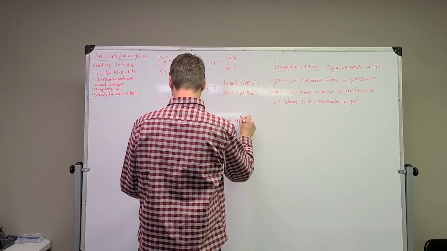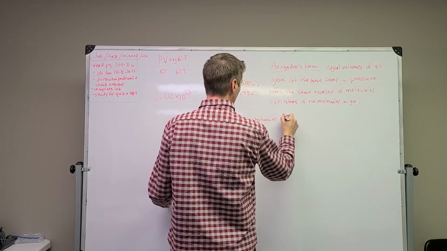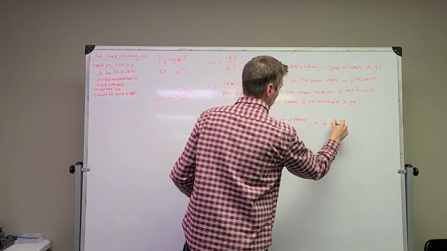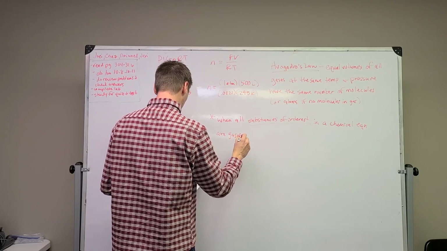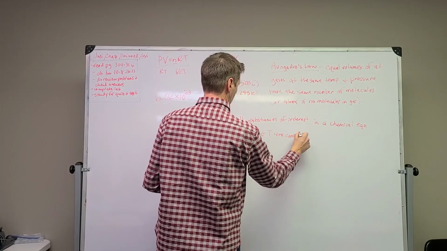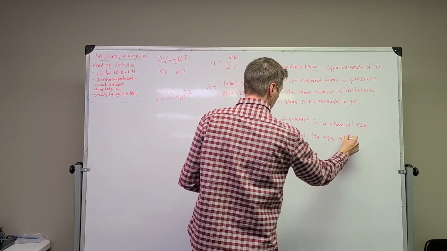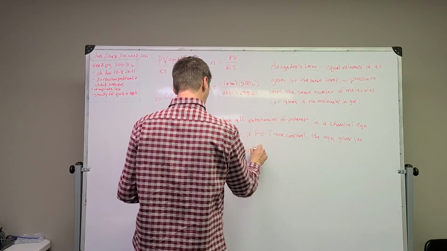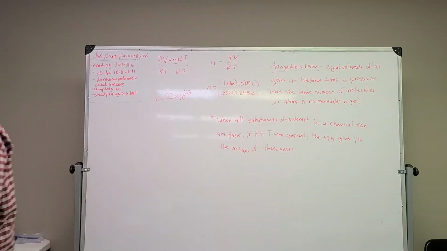I'm going to define that in this statement here, which says: when all substances of interest, I'm going to underline that because we'll explain it more fully in a moment, when all substances of interest in a chemical equation are gases, if P and T are constant, the chemical equation gives you the volumes of those gases. I'll let you write that down and we'll talk about it.